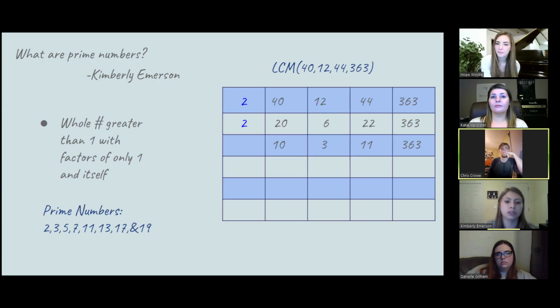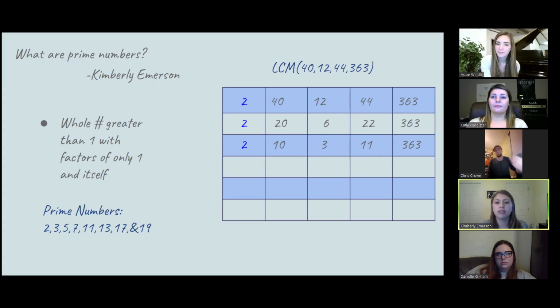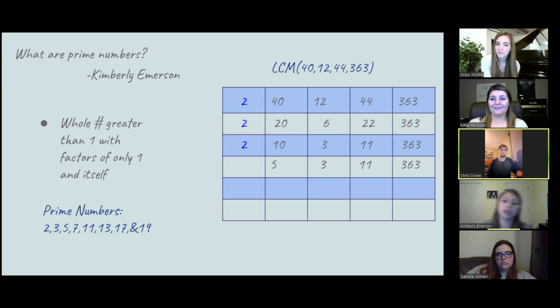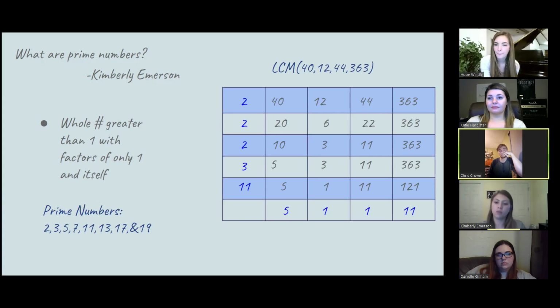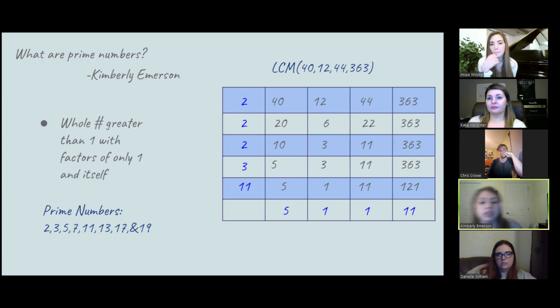So we'll divide by 2 again. And we'll get 5, 3, 11, and 336. And then when I look at this, we can divide by 3 and get 5, 1, 11, and 121. And then we're going to divide by 11 and get 5, 1, 1, and 11. So that gives us all of our prime numbers. And we're going to keep all those prime numbers.